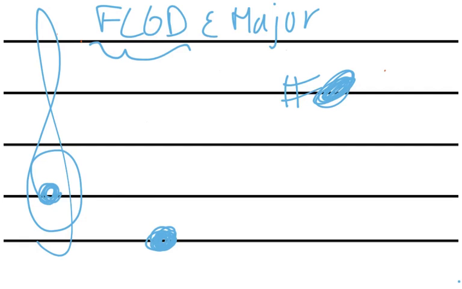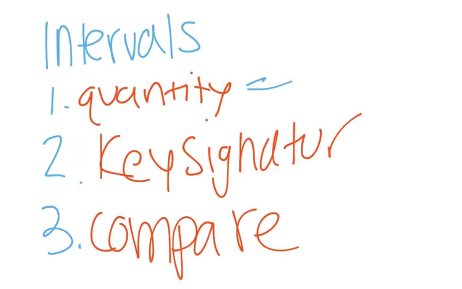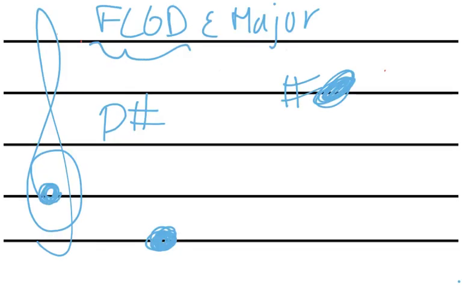Let's look at our second note. This is a new note. It is D sharp. So first let's determine the quantity. 1, 2, 3, 4, 5, 6, 7. This means that our interval is going to be some type of seventh.